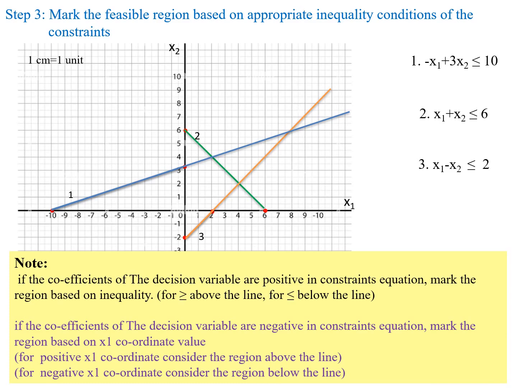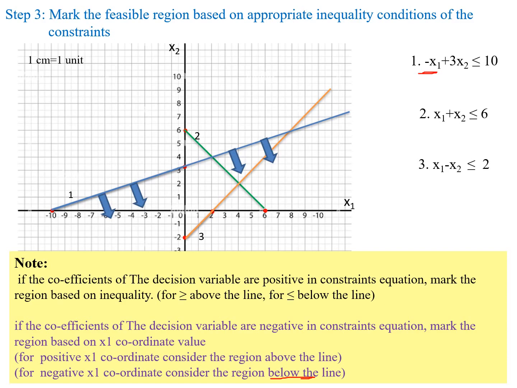So first we have to observe the coefficients for the first constraint. Here the x1 coefficient is negative, so the second condition is satisfied. And the x1 coordinate is negative, so we have to consider the region below the line. So here we consider the region below the line.